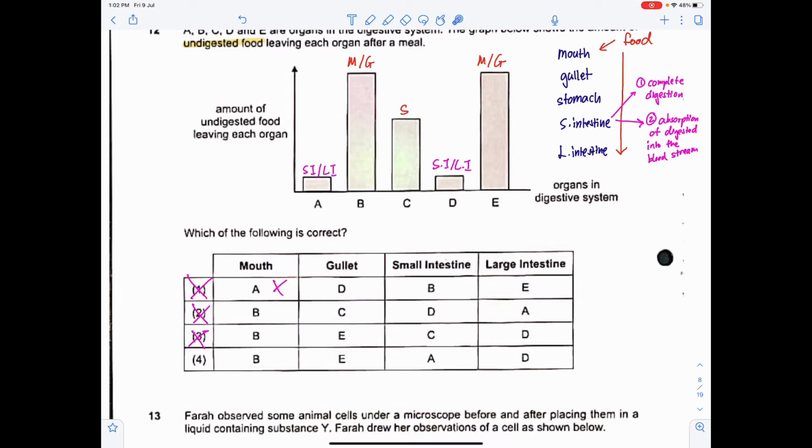I say that the mouth could be either option B or, sorry, B or E, which is true. See? Over here. And then the gullet is E, which is also correct. A is small intestines, which is here, correct, and large intestines for D, which is over here. So it matches up. So this confirms that the answer is actually 4.